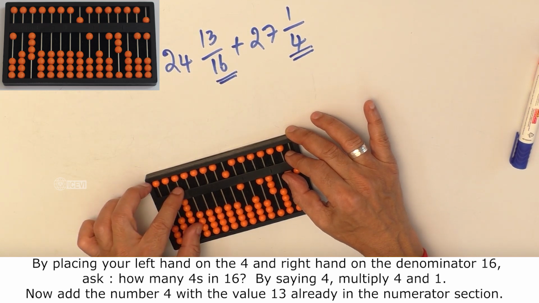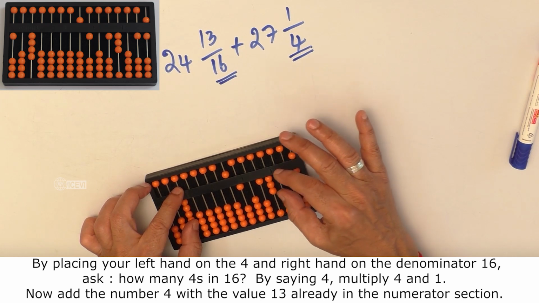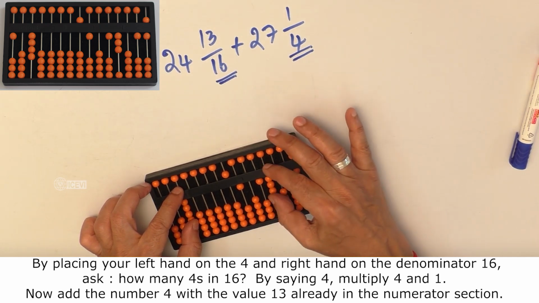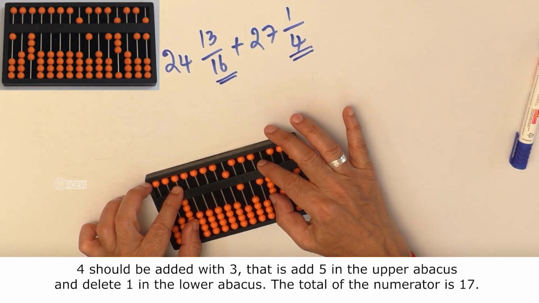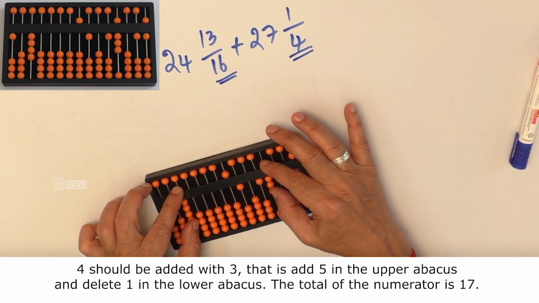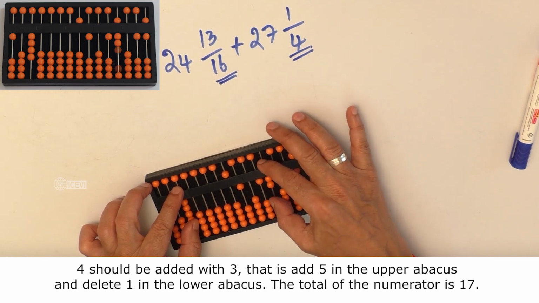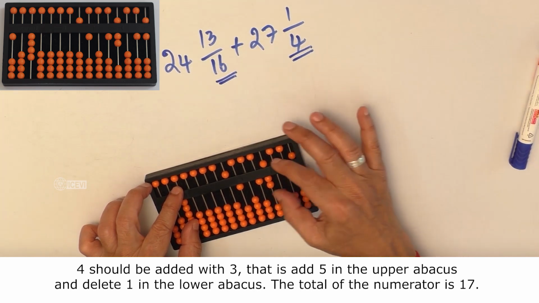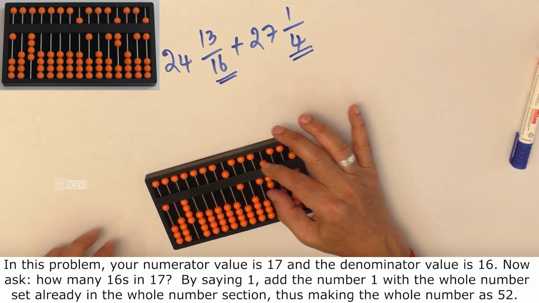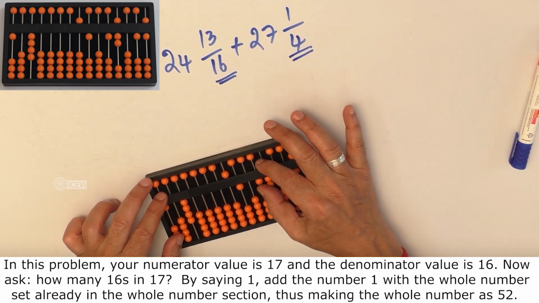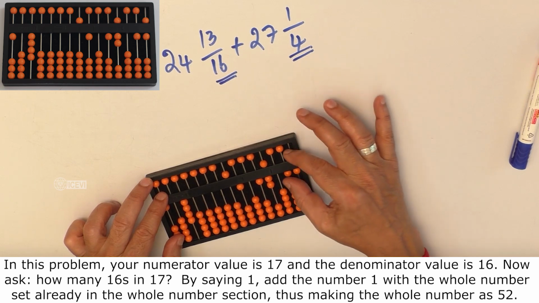Now add the number 4 with the value 13 already in the numerator section. 4 should be added with 3. That is, add 5 in the upper abacus and delete 1 in the lower abacus. The total of the numerator is 17. In this problem, your numerator value is 17 and the denominator is 16. Now ask how many 16s in 17?